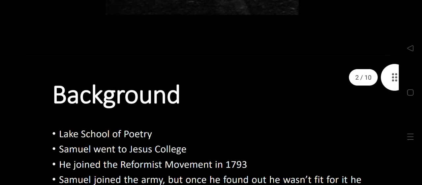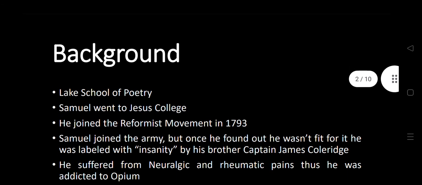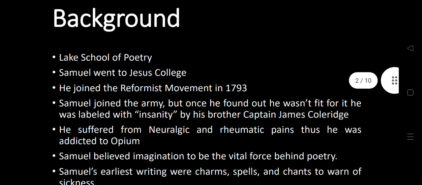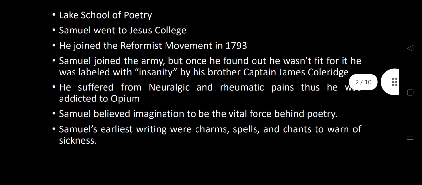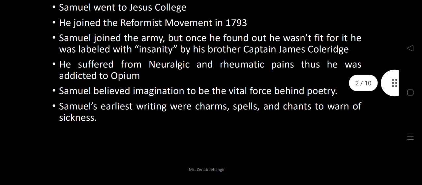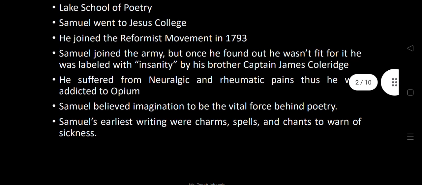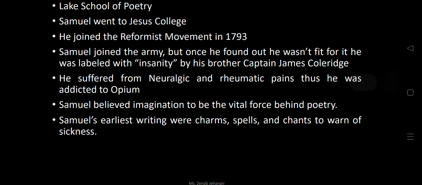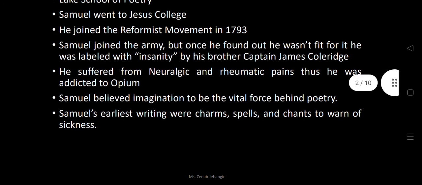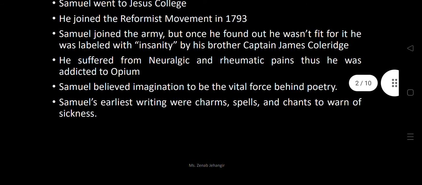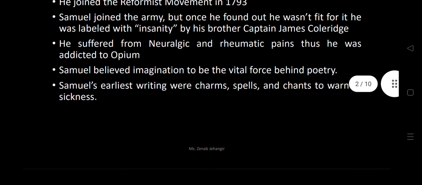So background, as I already discussed in another video, his biography and writing style. So let's have a glimpse over it again. He belongs to a school of poetry, joined a reformist movement, and apart from that I discussed all of these things in that video. So his personal life: he suffered from neuralgia and rheumatic pains, and that's why he was addicted to opium.